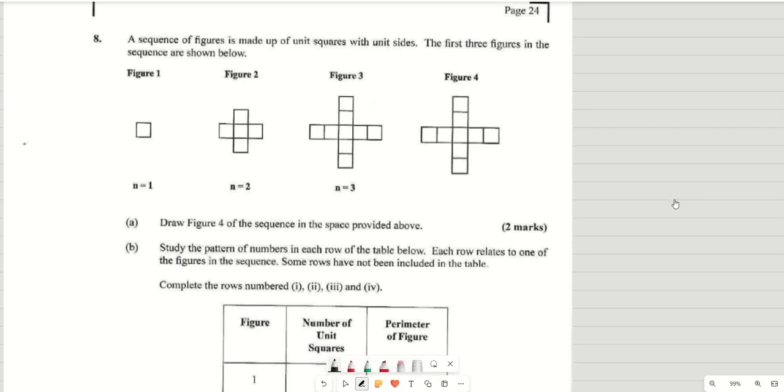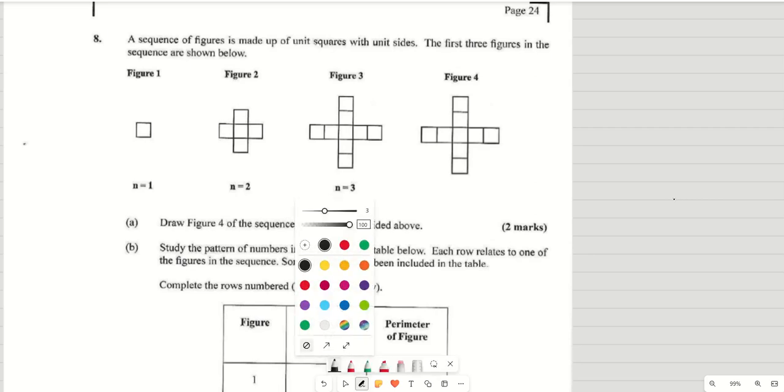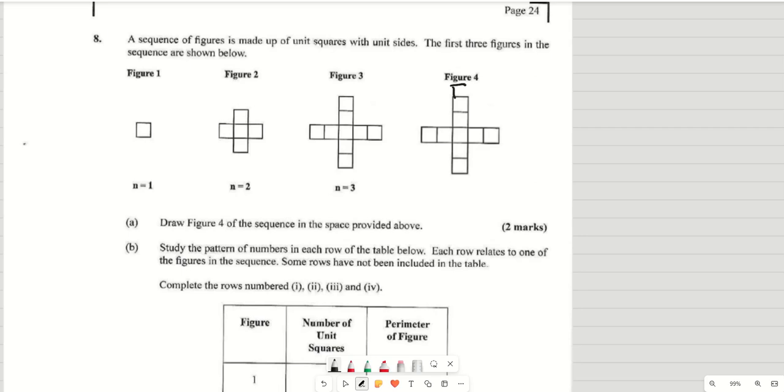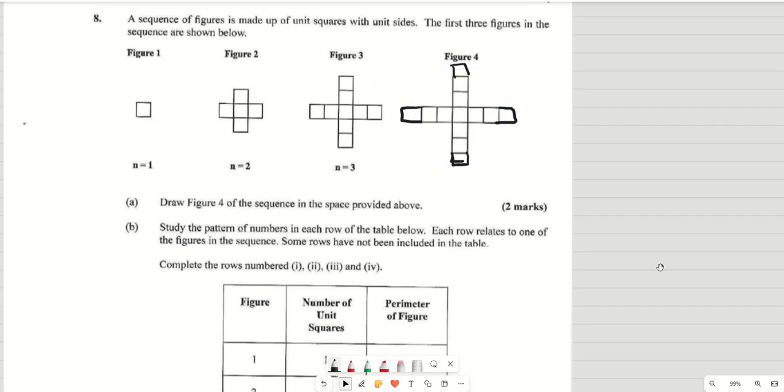I would have to draw back figure 3, and then at each end here, I would have to draw a square. That looks something like this. Again, I'm doing this freehand, but make sure when you're doing it in an exam, you use a ruler and you keep it neat. So that's how figure 4 would have been shown.